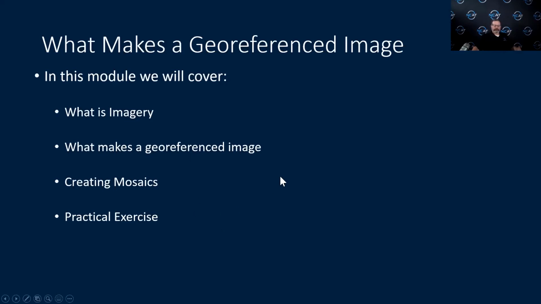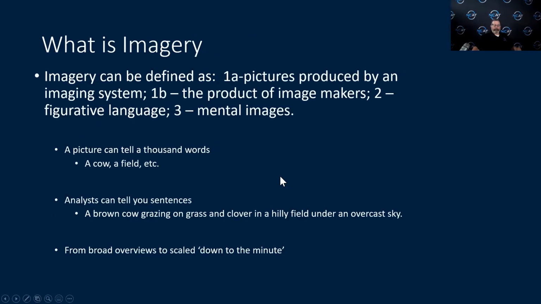So, okay, so what is imagery? Imagery can be defined, and this is a Webster definition here: pictures produced by an imaging system, the product of image makers, figurative language, and mental images. And we're going to use that mental image right now.